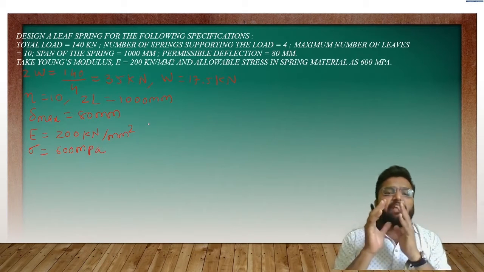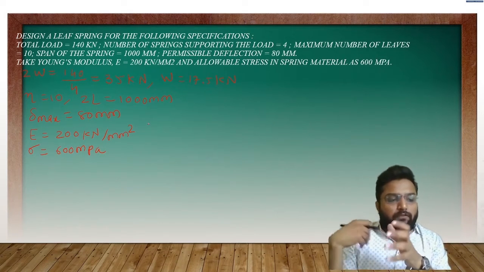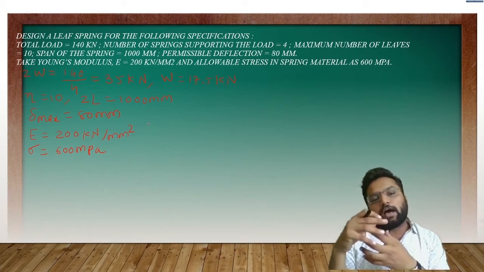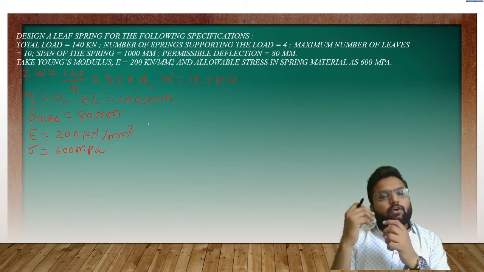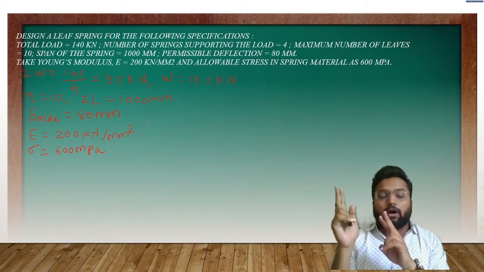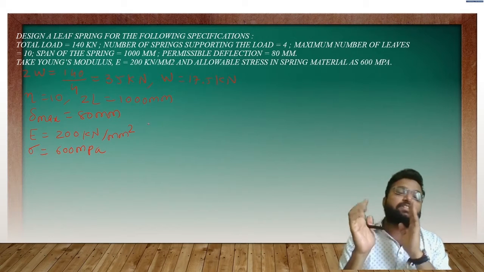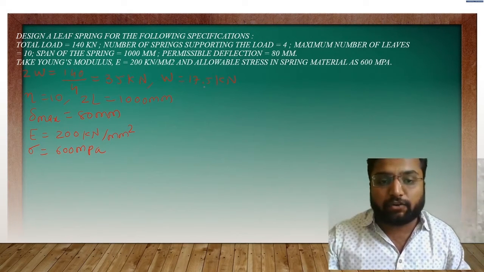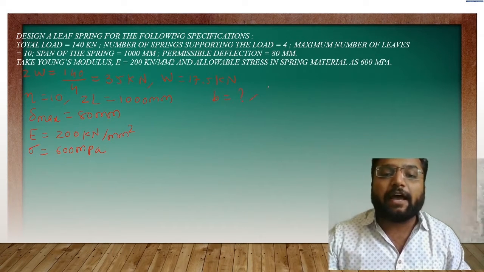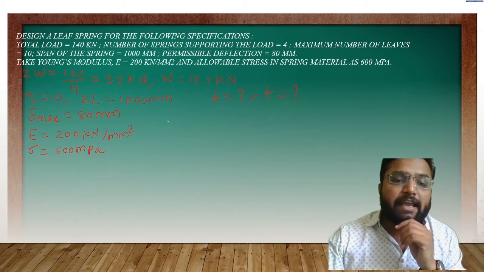The first thing we have to find is the value of our equation for deflection as well as the value for our stress. We have two equations, so we will have two unknowns, which are our cross-section dimensions B and T. So ultimately we have to find B, which is the width, and the second one is the thickness. So our criteria is to find the thickness and the width.